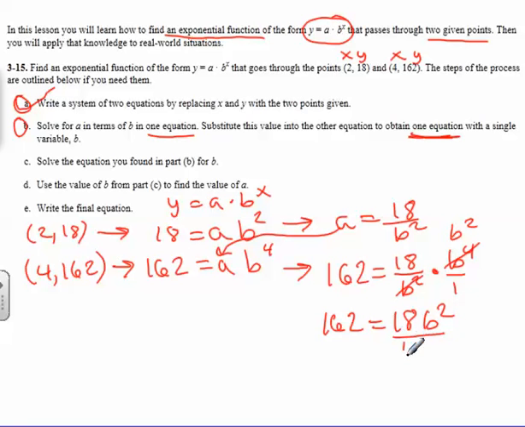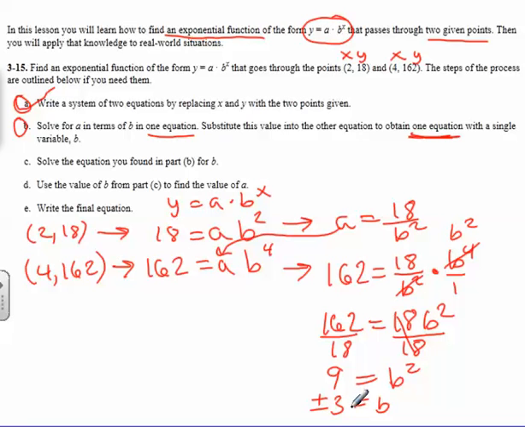I can divide both sides by 18, and I get b squared equals, okay, calculator work here, 162 divided by 18, I get 9. Oh, that's nice, because then I can square root, and b could either be positive 3 or negative 3. Now, why plus or minus? Well, positive 3 squared makes 9, right? Negative 3 squared also makes 9. So my b can be plus or minus 3.